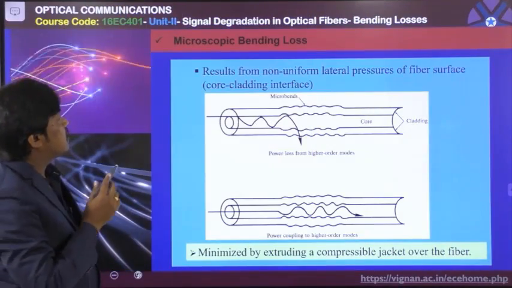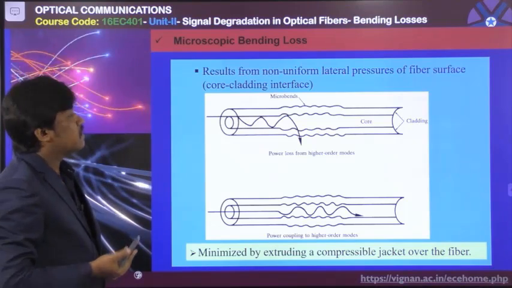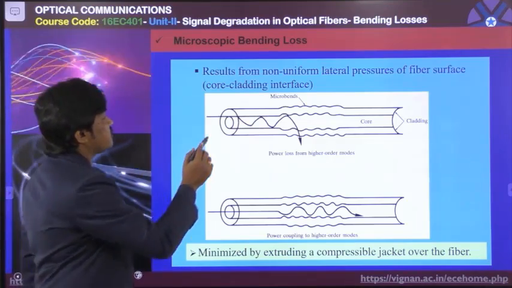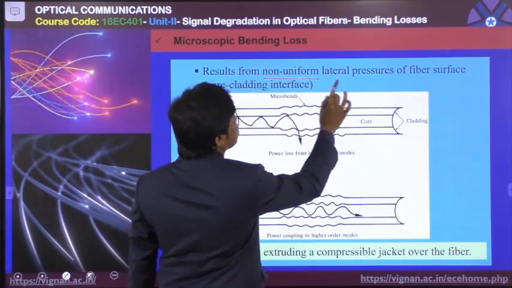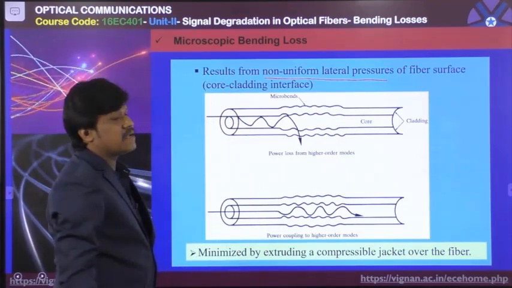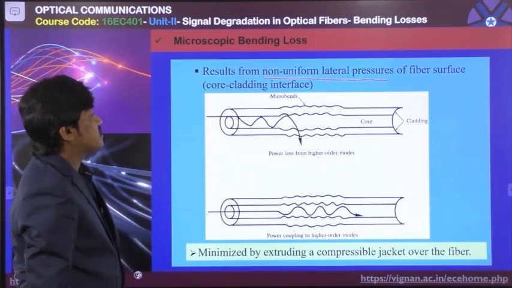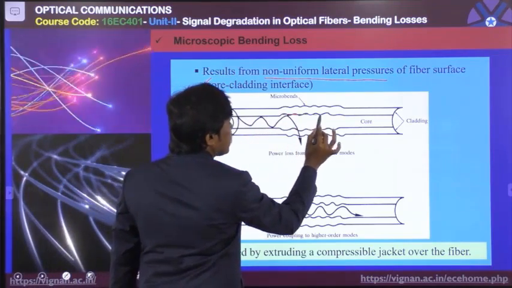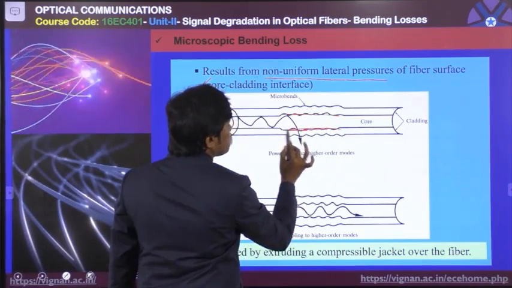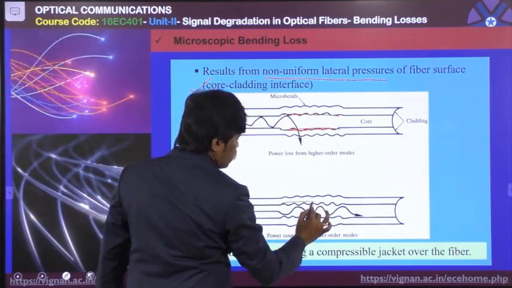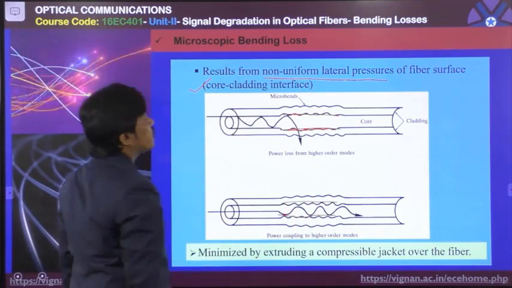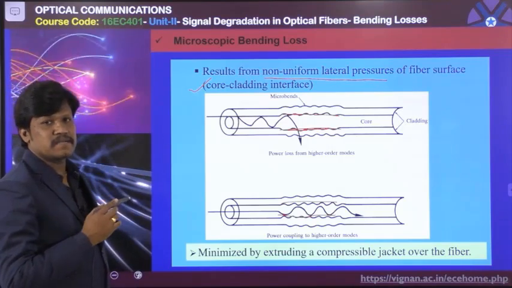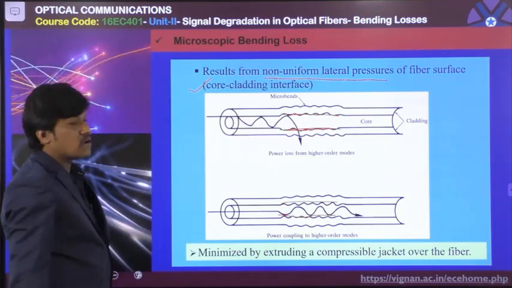And the next one is microscopic bending losses. These microscopic bending losses result from non-uniform lateral pressure on the fiber surface, that is nothing but the core cladding interface. This is the core cladding surface.